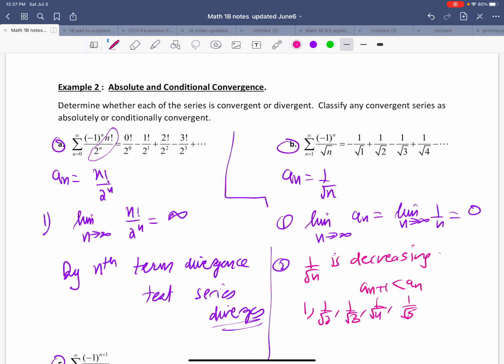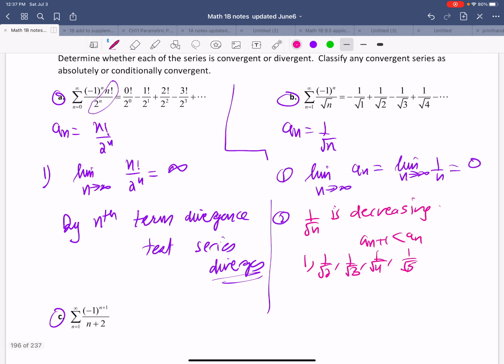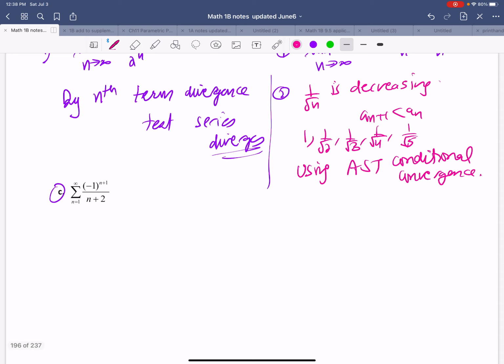So this is decreasing. If that's the case, then using the alternating series test, we have conditional convergence. Now let's go ahead and check for absolute convergence.